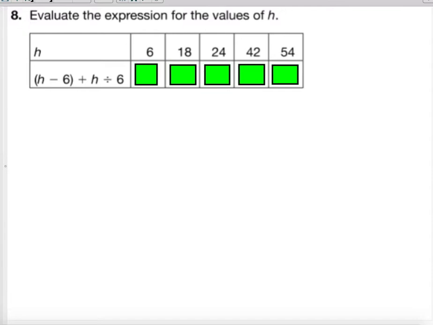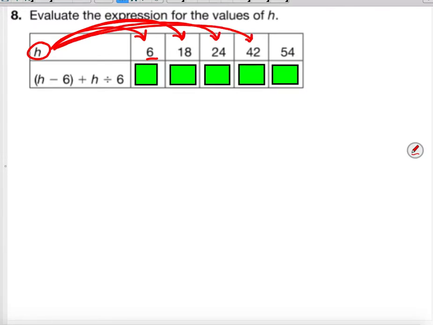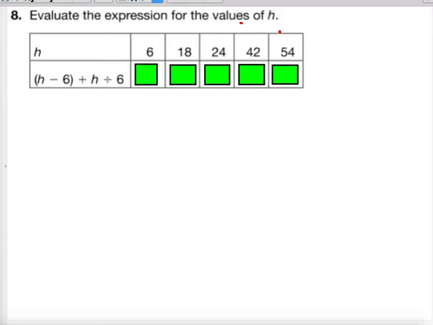Now, let's take a look at the table here. In this case, we have a table, and we see that the value of h is given to us in 5 different values. So we have it as a value of 6, a value of 18, a value of 24, a value of 42, and a value of 54. So in order to figure out these boxes, all you have to do is take the value of h and substitute it wherever you have it. Okay? So let's take a look at some of these problems. I'll clean that up for you.